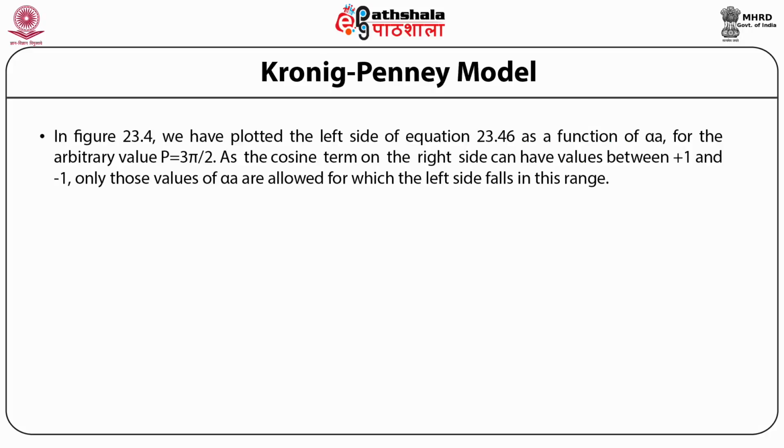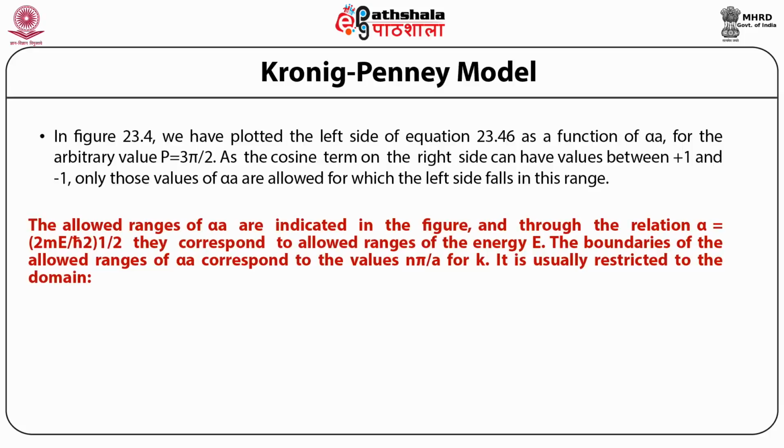In figure 23.4, we have plotted the left side of equation 23.46 as a function of alpha a for the arbitrary value capital P equal to 3 pi by 2. As the cosine term on the right side can have values between plus 1 and minus 1, only those values of alpha a are allowed for which the left side falls in this range. The allowed ranges of alpha a are indicated in the figure, and through the relation alpha equal to 2mE upon h cross square raised to 1 by 2, they correspond to allowed ranges of the energy capital E. The boundaries of the allowed ranges of alpha a correspond to the values n pi by a for k. It is usually restricted to the domain minus pi by a less than or equal to k less than or equal to plus pi by a, which is known as the first Brillouin zone.